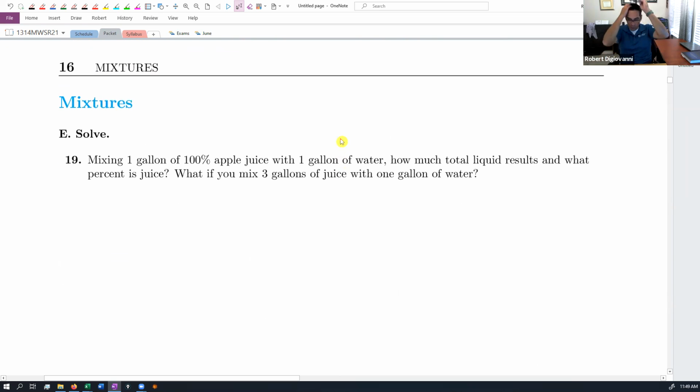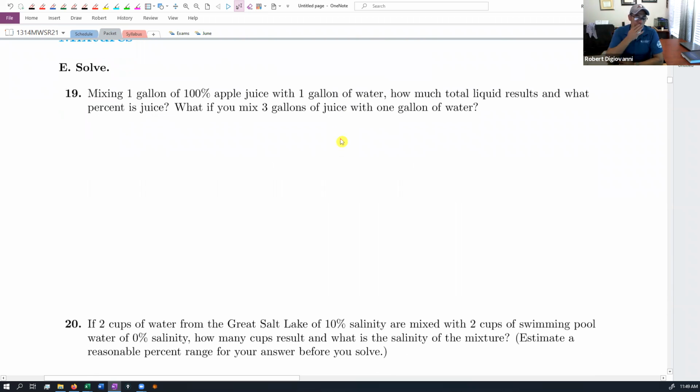All right, so mixture problems are always confusing to students. So let's read this first problem, number 19, and then we'll see if we can wrap our heads around this. You're mixing 1 gallon of 100% apple juice with 1 gallon of water. How much total liquid results, and what percentage of this is juice?